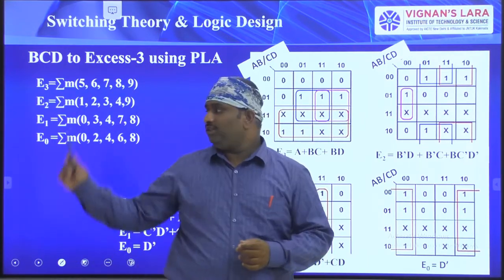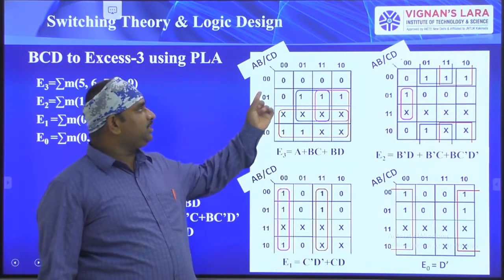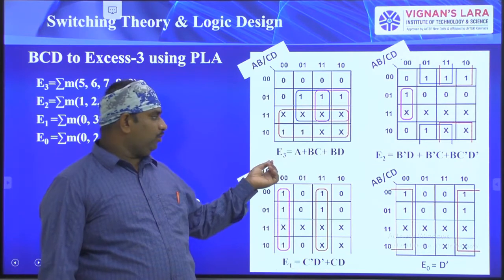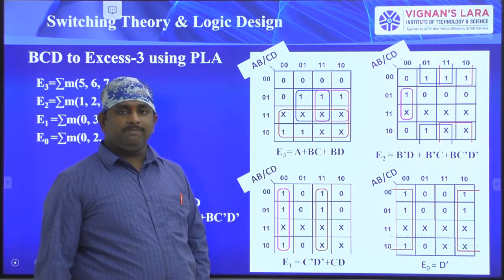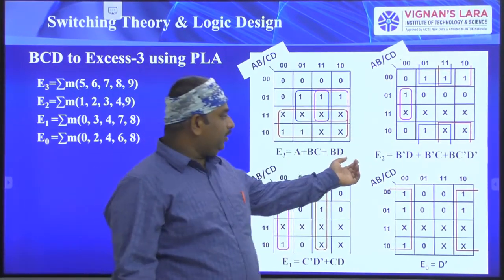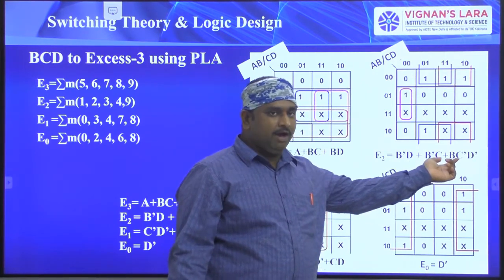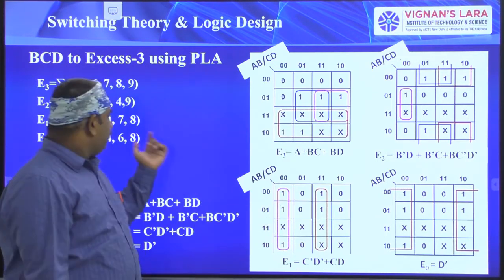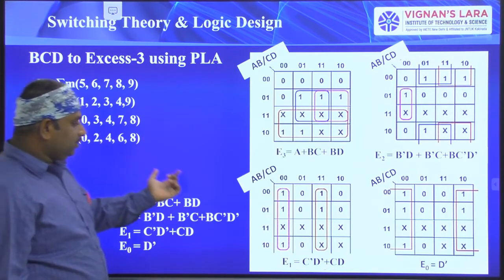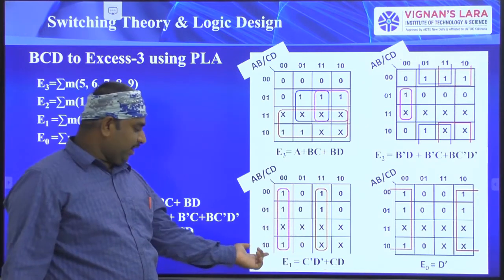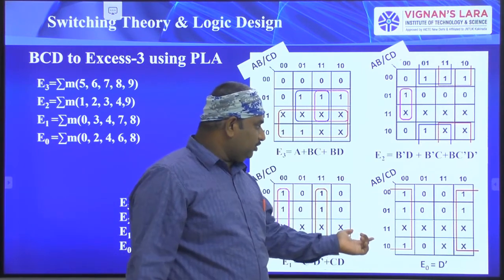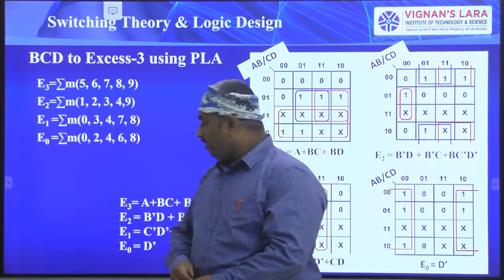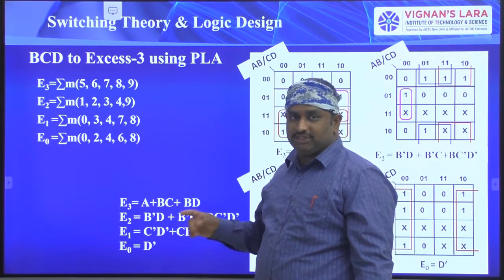By using the minterms defined in the function and those don't care combinations, I have made one octet group and 2 quad groups. From this I have written the expression E3 = A + BC + BD. Now coming to E2, this is B'D + B'C + BC'D'. Next, for E1, we have formed 2 quads, where E1 is 0, 3, 4, 7, 8. We have made 2 quad groups, and the final function is E1 = C'D' + CD. And for E0, we have framed an octet group, which represents D'. So these are the finalized functions for the BCD to XS3 converter.